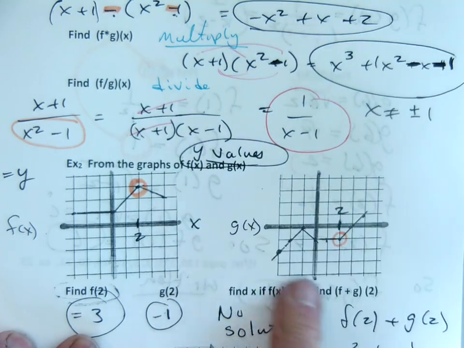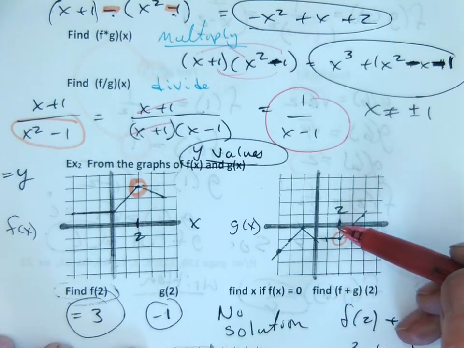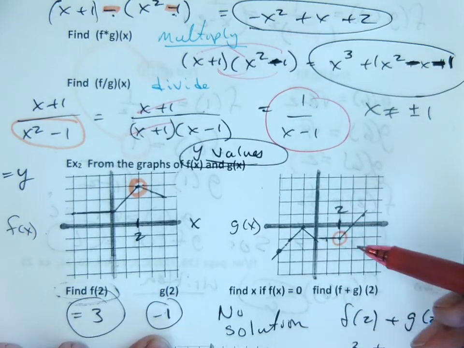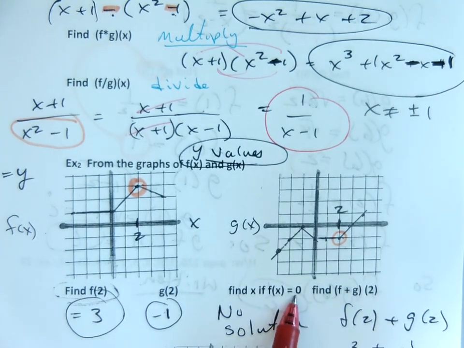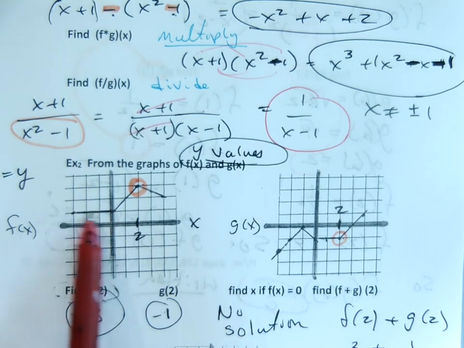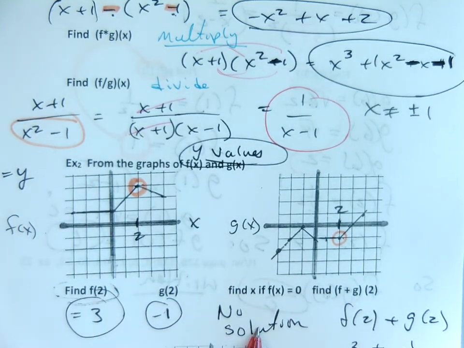G of 2, here's my g of x. I go to 2, and what's the corresponding y value? Negative 1. This one's different. We're not going to plug in 0. We're going to say, where is f of x equals 0? Or where is its y value equals 0? Well, it doesn't have a y value equals 0. It never happens, so we'll say no solution.